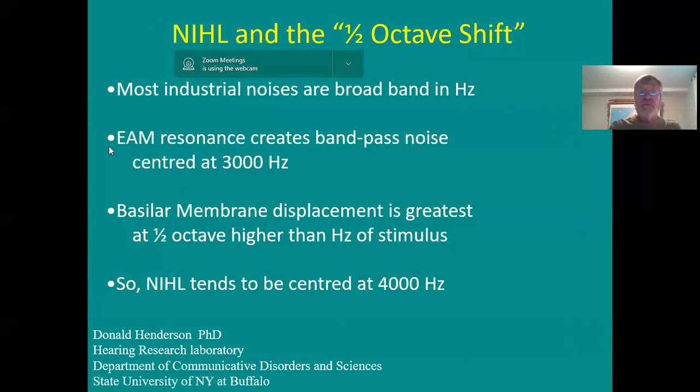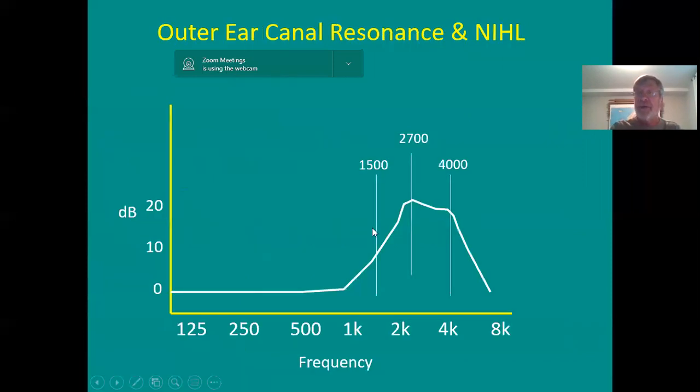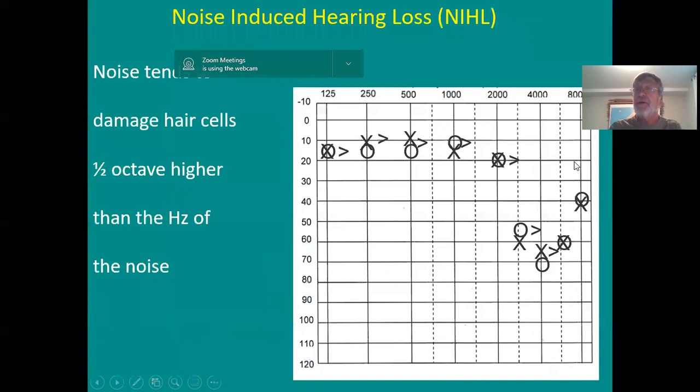Read the next line. They're like white noise or pink noise. They're broad. The external auditory meatus, the ear canal resonance, creates a band pass noise centered at 3,000 hertz. All the noise has to pass through this filter. If the noise is hitting that natural resonance, what's going to be emphasized in the noise? Here. And that's why the loss will mostly be here.